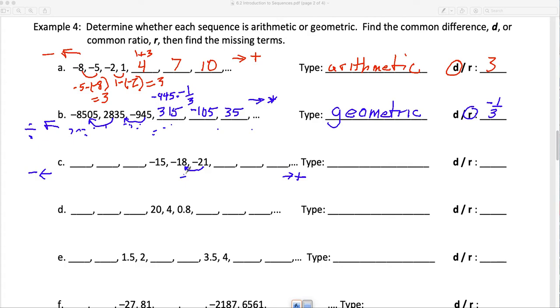So negative 21 minus negative 18 is going to give me that negative 3. So we are subtracting 3, or we are adding negative 3, however you want to say it. Here I've got negative 18 minus negative 15, and the same thing. It's going to be equal to negative 3. All right, so I've determined that it's arithmetic.